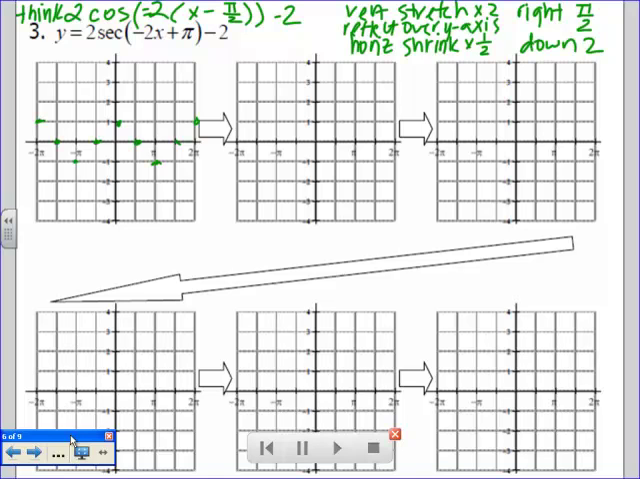Start with your original cosine curve. Again, we are using dashed lines so that we know we're not representing any sort of answer. Vertical stretch times 2 is going to cause any point at positive 1 to become positive 2, any point at negative 1 to become negative 2, any point at 0 to remain as 0. Again, connecting with that dashed curved line.